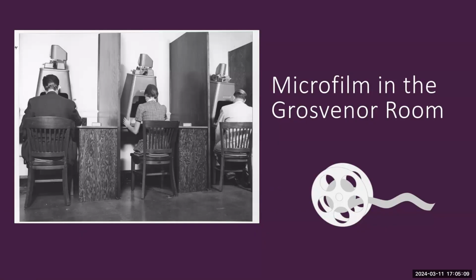The Erie County marriage records are available on microfilm in the Grosvenor Room. The library has digital microfilm readers which allow you to scan images and save them to a flash drive. The machines also print, which you can do for 10 cents a page.